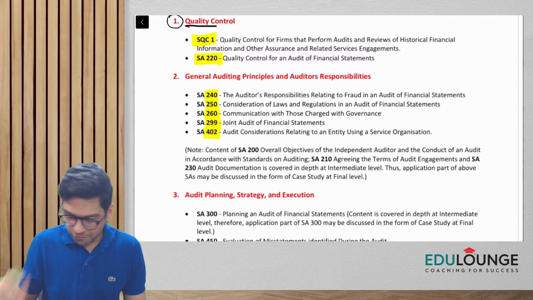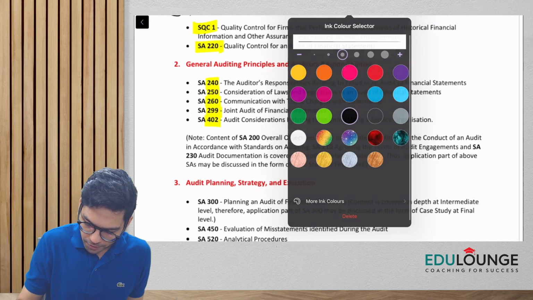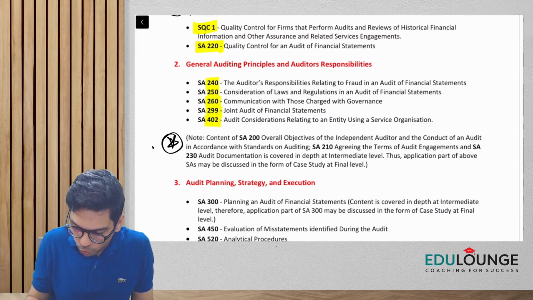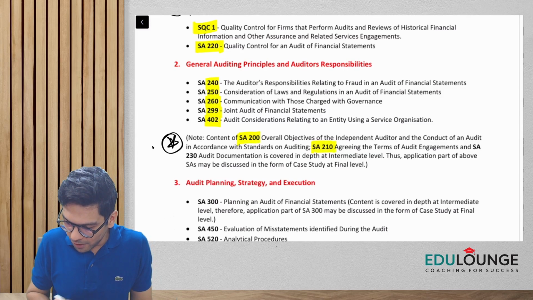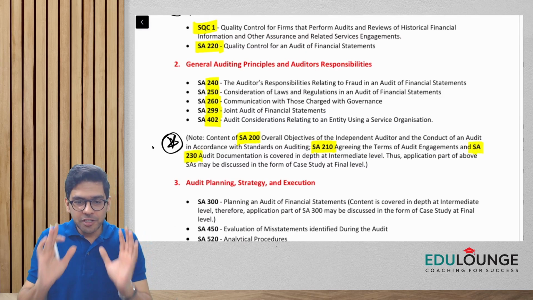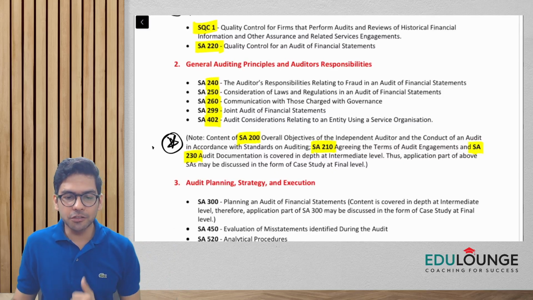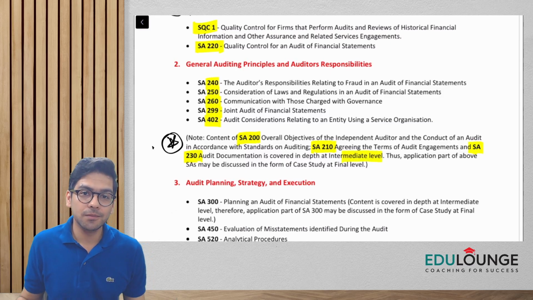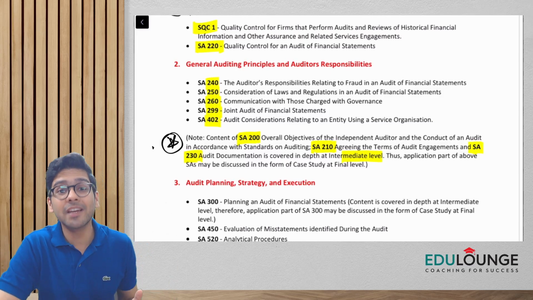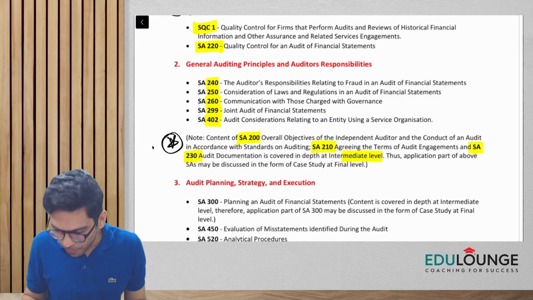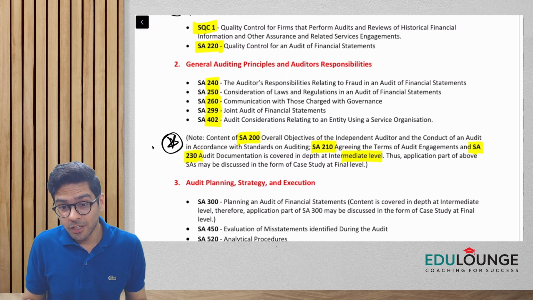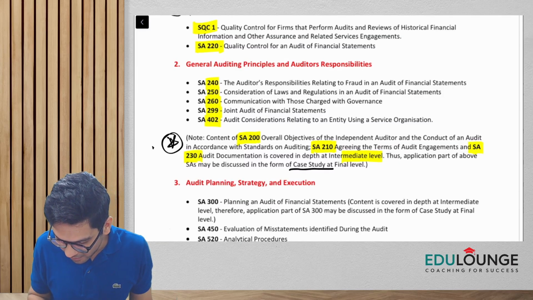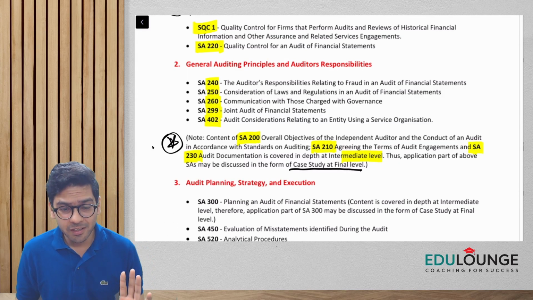But I want you to focus on this part. It says, note, content of SA 200, SA 210 also, and SA 230. What they have mentioned here is that the content of these three standards, 200, 210, and 230, is covered in depth at the intermediate level. These three standards you have already covered in depth at the intermediate level. Hence, the application part of the SAs may be discussed, in the form of case study at the final level.